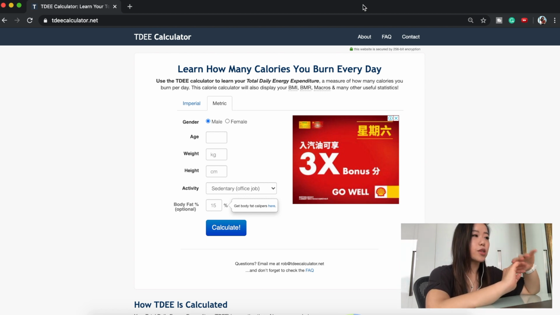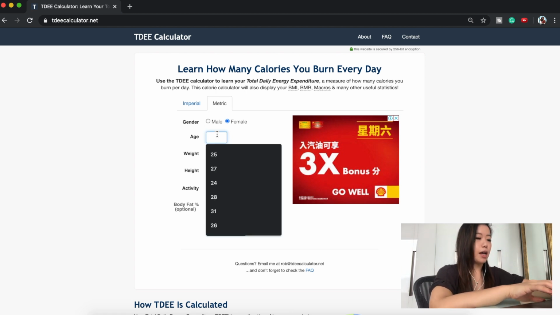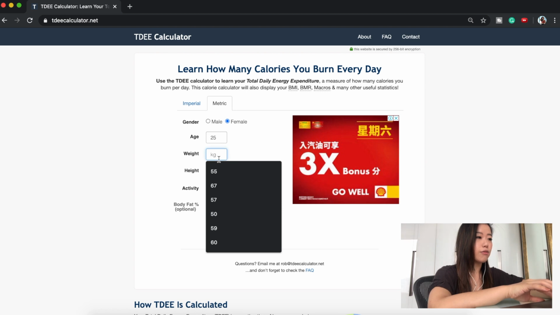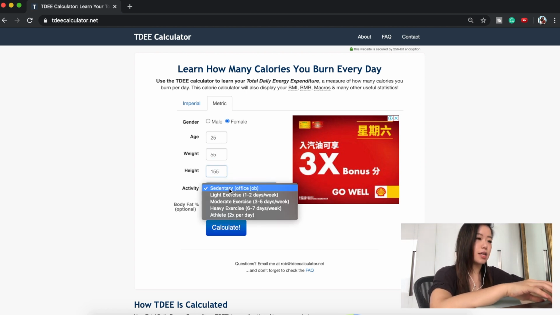So right now I'm showing you guys my go-to calculator online. It's called TDEEcalculator.net. It's super intuitive to use. As you can see, there are fields where you are prompted to enter in your details and just hit calculate. So I'm going to use myself as an example today, and I'm going to use metric measurements, female, my age is 25, weight 55 kg, and height around 155 cm.